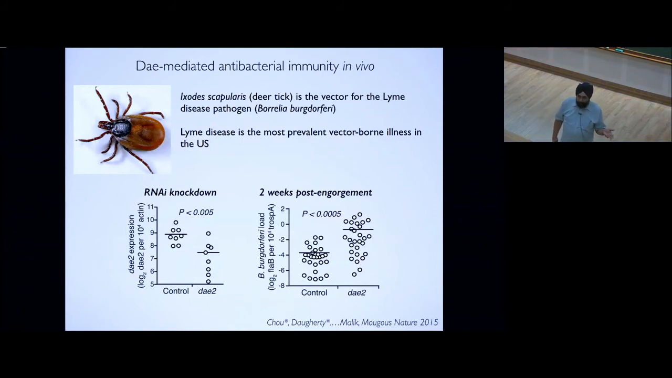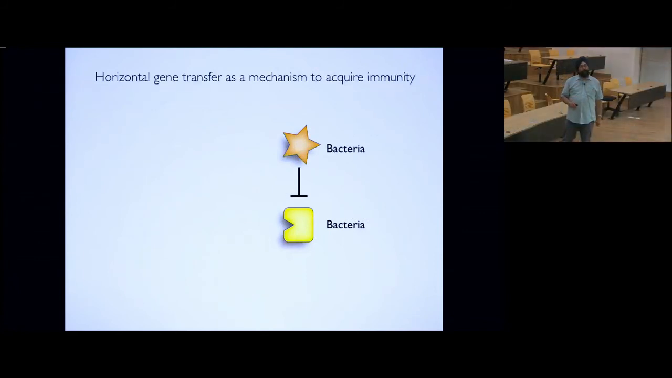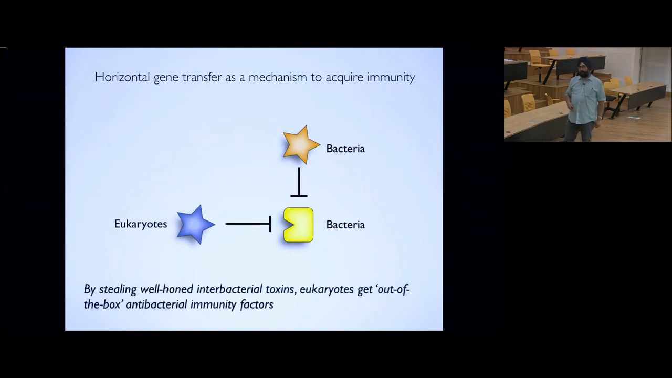Turns out it's not that friendly to the tick either, so the ticks are actually better off trying to control the Borrelia infections themselves. So here's a case of bacterial warfare that was basically stolen by eukaryotes on 6 occasions to become a bona fide eukaryotic immunity gene. If you think about what was involved here, nothing, right? Horizontal gene transfer made a perfectly available toxin available to the eukaryotic genome.